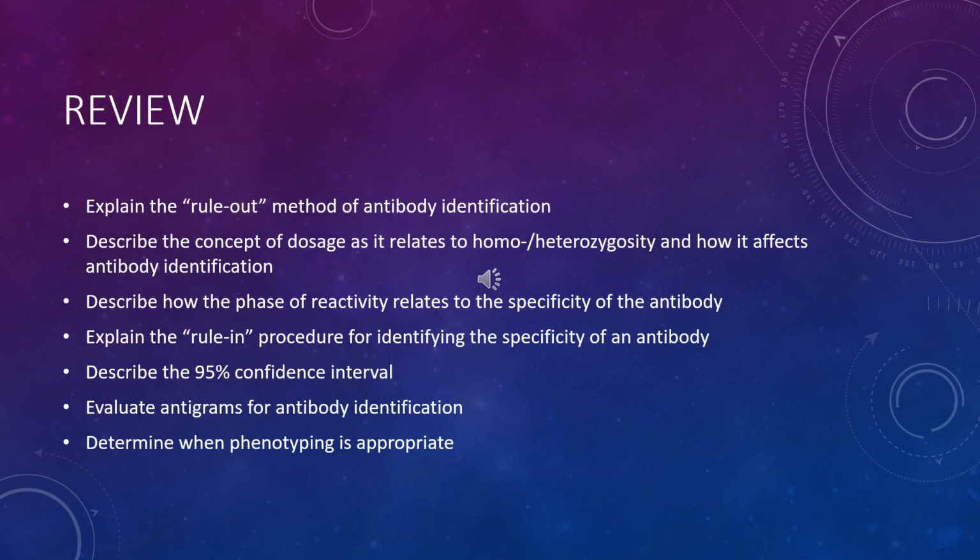Let's see, can you explain the rule-in procedure? It's where we want 3 positive reactions with cells that express the corresponding antigen and 3 negative reactions with cells that do not express that antigen in order to achieve our 95% confidence interval. And what was that? The 95% confidence interval is the statistical significance of reporting the correct antibody with only a 1 in 20, or 5%, chance or less that the reactivity we obtained would be seen by random chance.